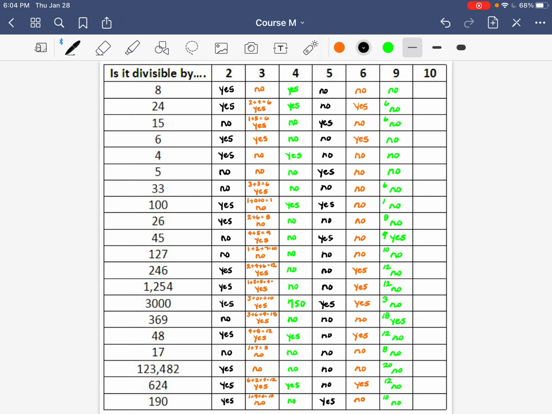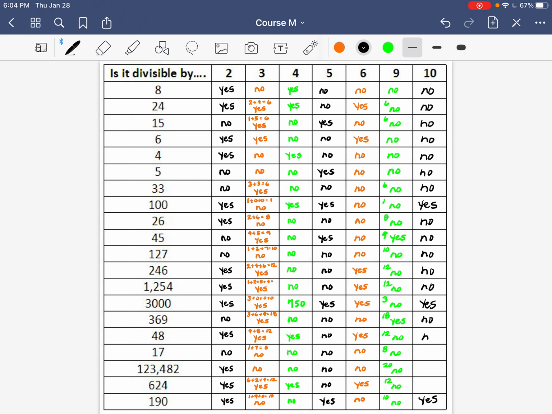10s are my absolute favorites because the number must end in a 0. So we have 100, we have 3000, and we have 190. So for that one, the 10, I'm only getting 3 in the yes column. As the factors get larger, the no's get more common. It's more common to have no's with the bigger numbers.